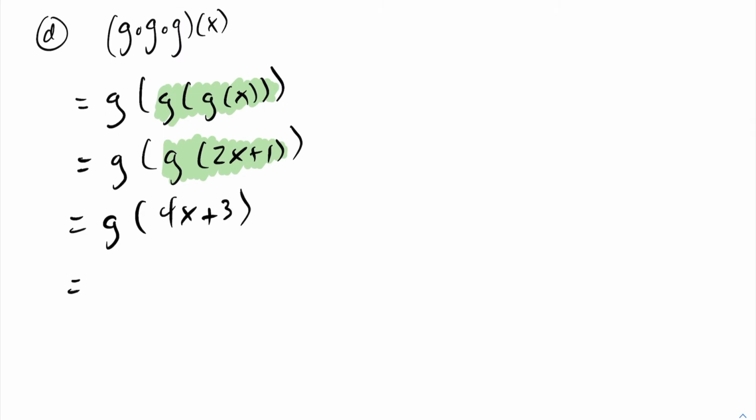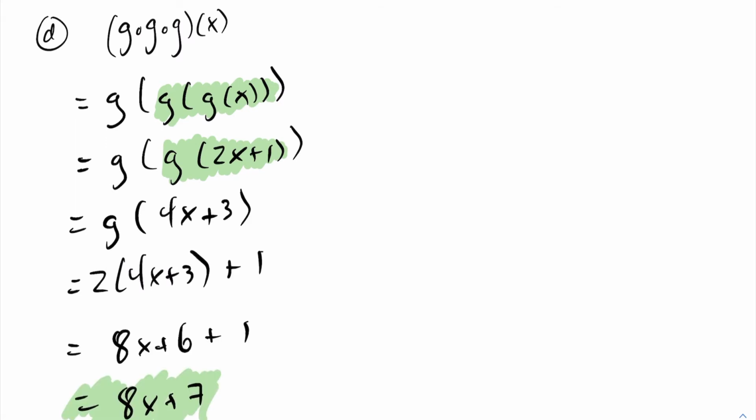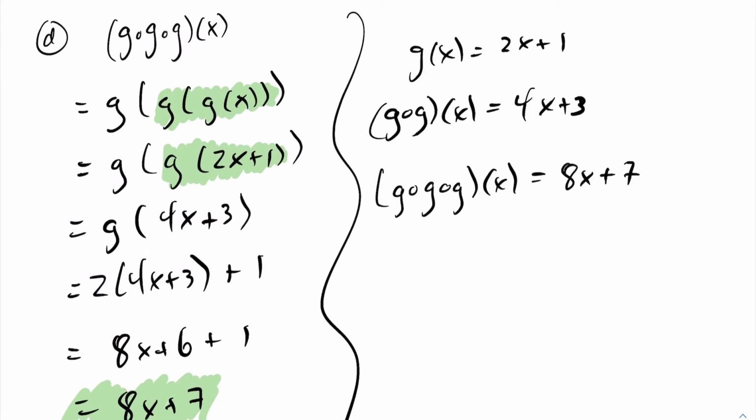And now everywhere that I see an x, I'm going to let that be a 4x plus 3. And you can see here I get 8x plus 7. Let's take a closer look at this iterative composition of just the function g. All right, putting these together here, I just want to make the following observation. We had g at x is 2x plus 1, g composite g at x is 4x plus 3, and g composite g at x is 8x plus 7.